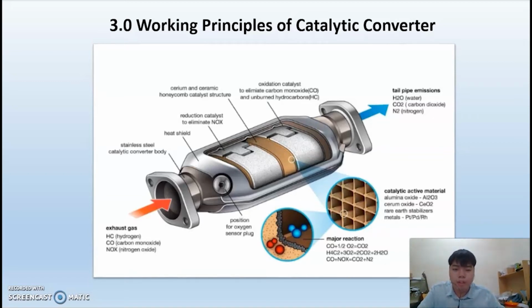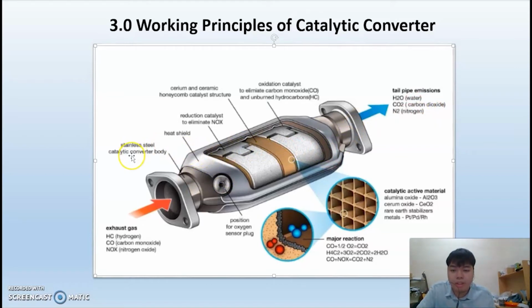From the picture shown below, we can see there is exhaust gas and a tailpipe emission. The exhaust gas from the car contains hydrocarbon, carbon monoxide, and nitrogen oxide. In the end, after going through the reactions, it produces harmless substances, which are water, carbon dioxide, and nitrogen. This is the structure of the catalytic converter.